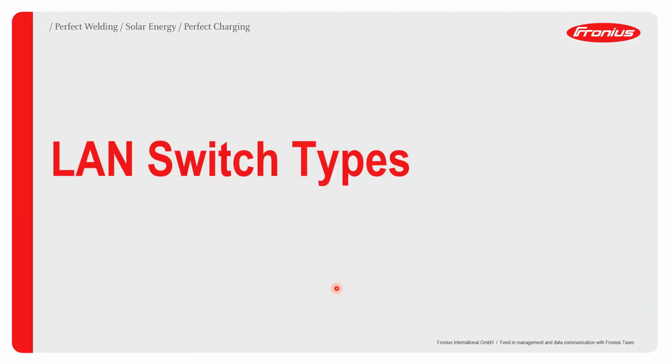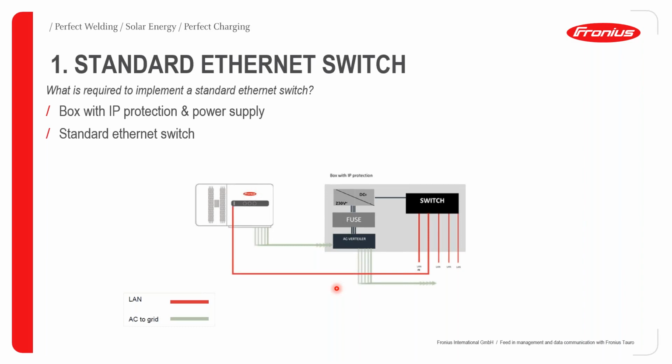Moving on to the next section, where we will discuss your different LAN switch types. We will start off with the first one, which is your standard Ethernet switch. What is required to implement a standard Ethernet switch? Well, firstly, we need a box with IP protection and a power supply. And we need a standard Ethernet switch.